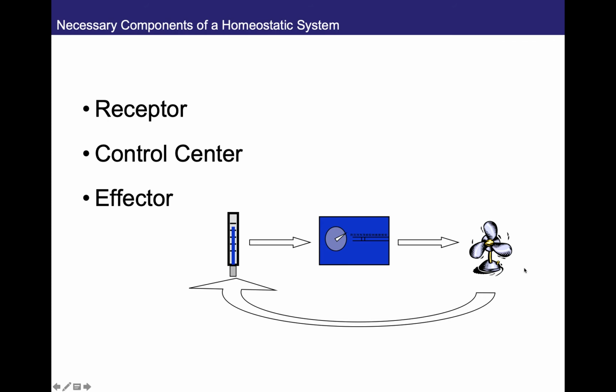So once the room starts cooling down and it becomes basically the set point, now the temperature in the room is 70 and the set point is 70, this is a negative feedback mechanism. It's actually going to shut down the fan. Okay? So again, these are the necessary components of any homeostatic system: receptor, control center, and effector.